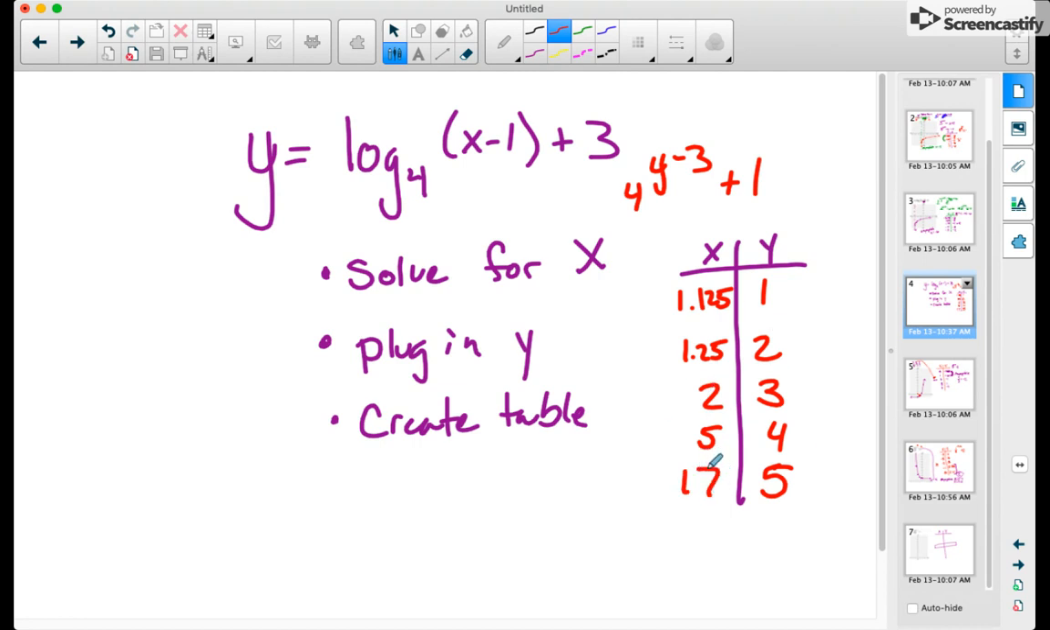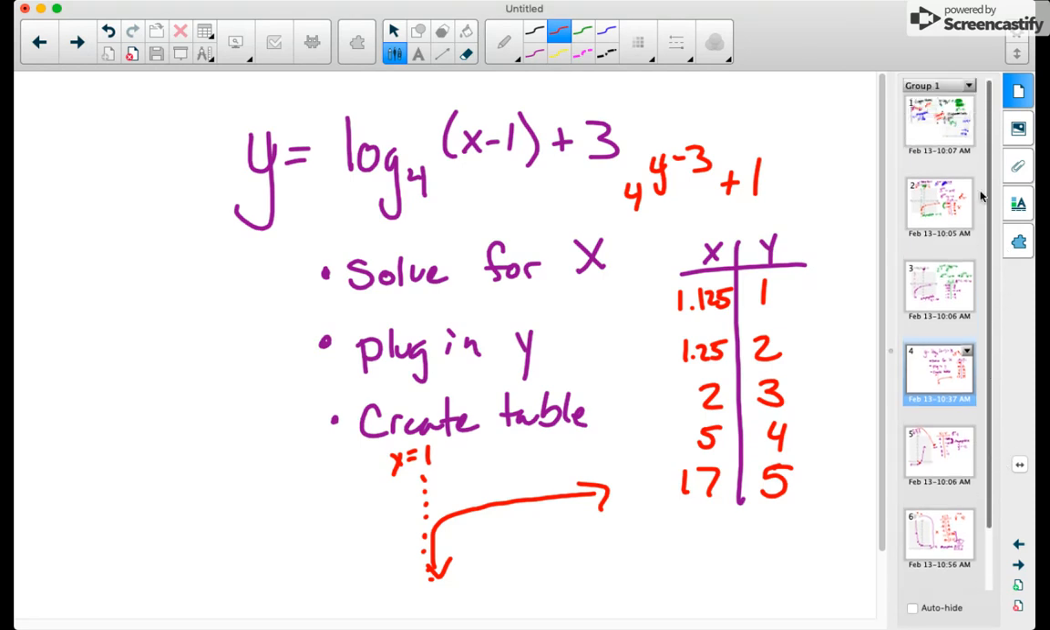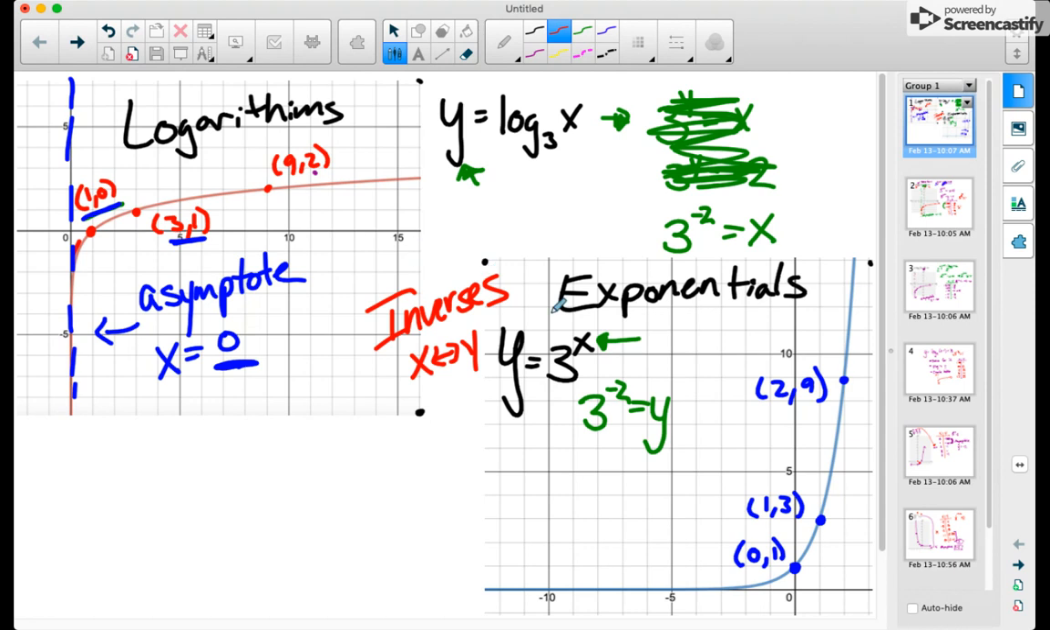Those should be your coordinates for that last one. So our graph would end up looking like this, where the asymptote is at x equals 1, and the graph goes up from there. Don't forget your arrows. So when you're all the way done, you should be able to graph both of these, and then you're going to check your work with me, and then you'll get some practice problems.